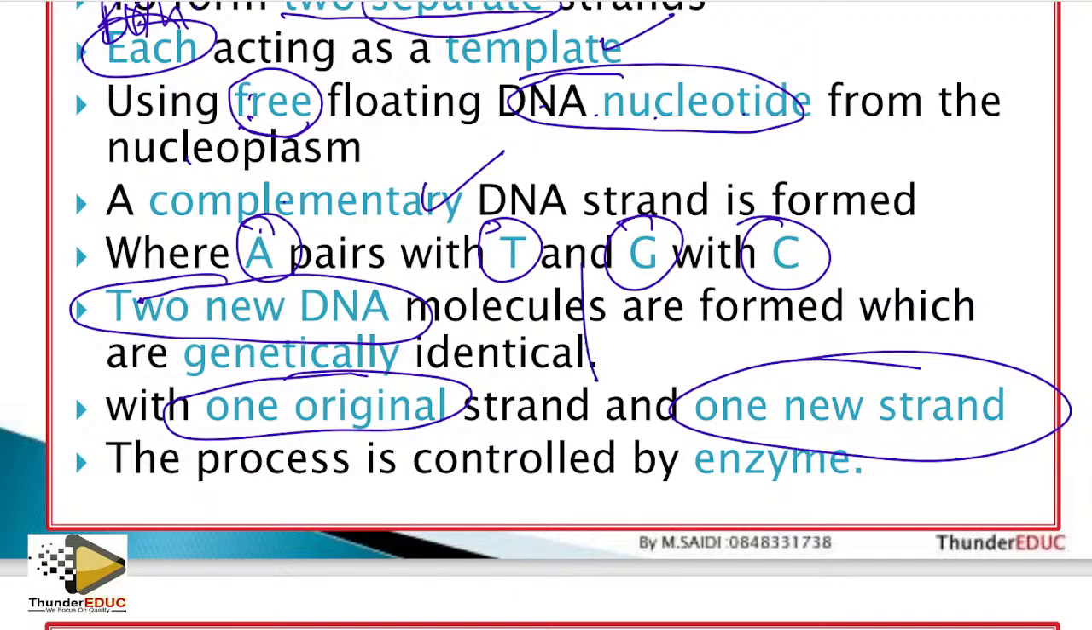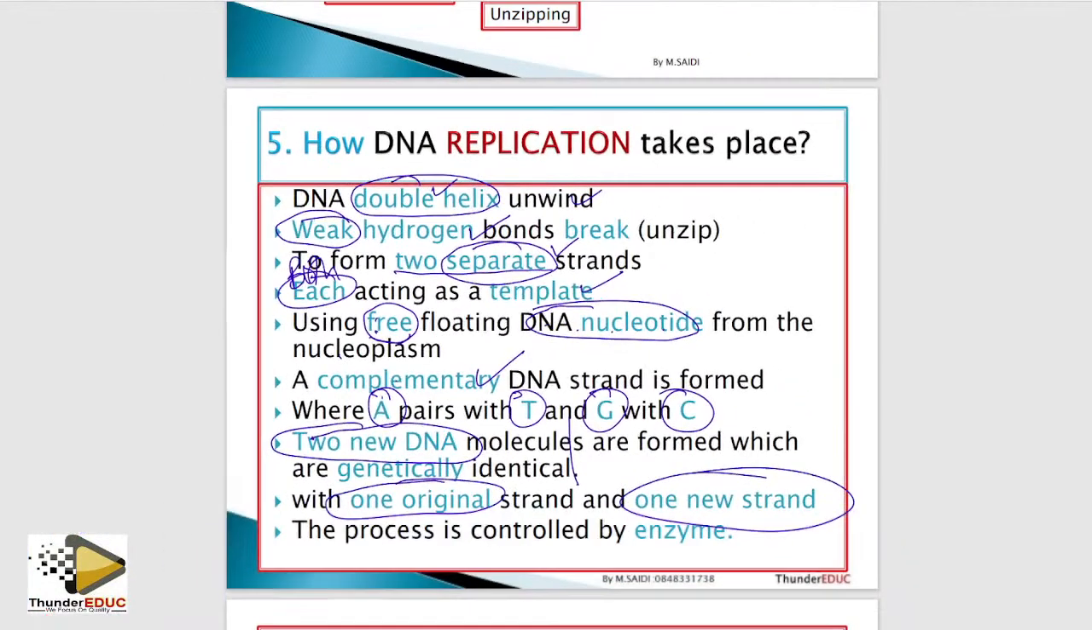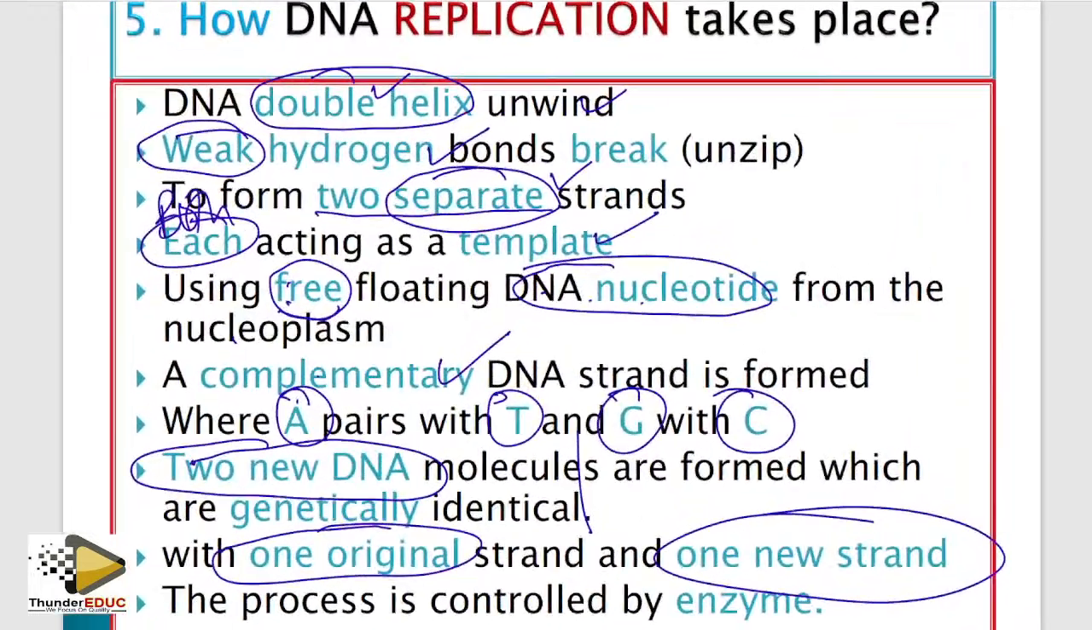So basically, that is the process of DNA replication. You understand? DNA double helix unwinds, weak hydrogen bonds break. The word weak must be there. The word unzip is the same as weak hydrogen bonds break. To form two separate strands, the word separate is a key point. Each or both are acting as a template using free floating DNA nucleotides from the nucleoplasm. The words free and DNA nucleotides are the key points, for formation of a complementary strand.